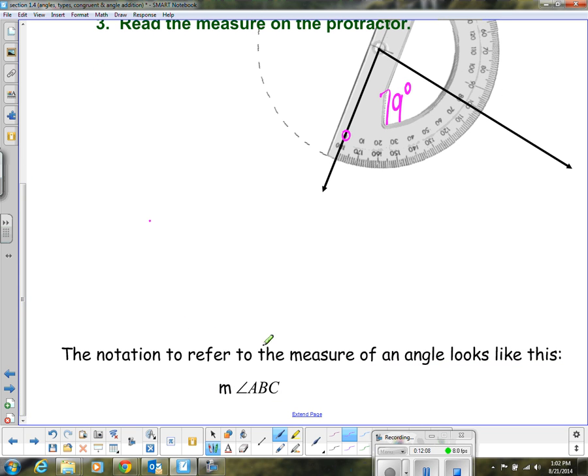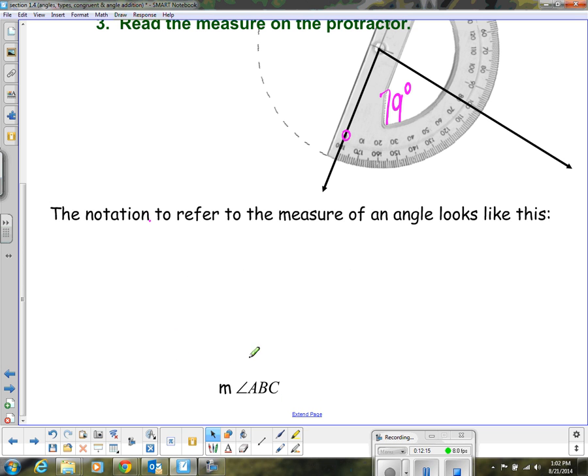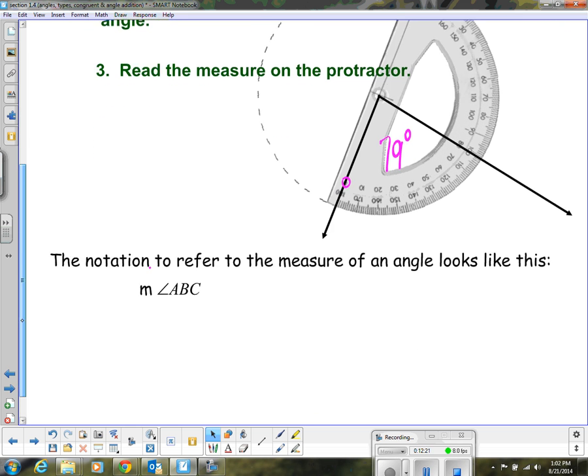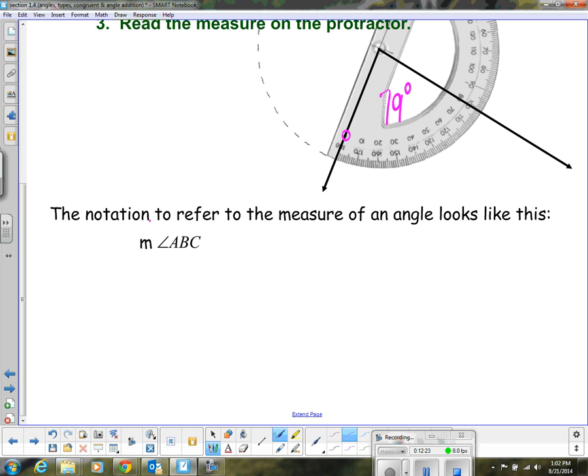Okay, the notation to refer to the measure of an angle looks like this. And this is real important. When you see angle ABC, it's really referring to the angle itself. When you put a little m out front, now that's saying the measure of angle ABC. Pretending that this is angle ABC, that is 79 degrees. So that little m is very, very important.